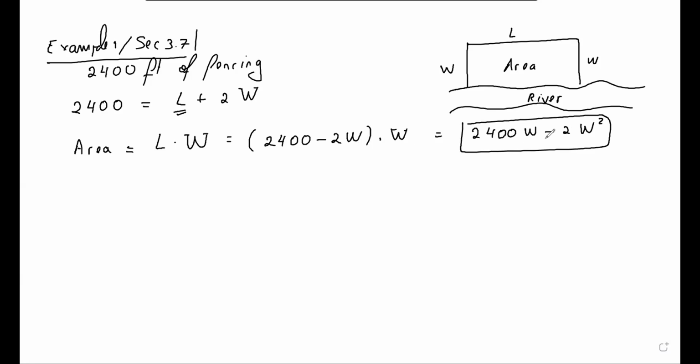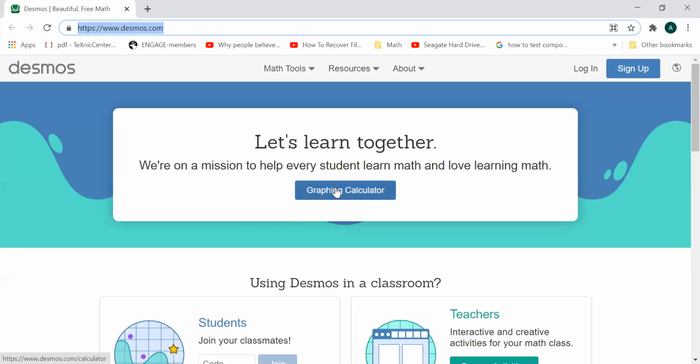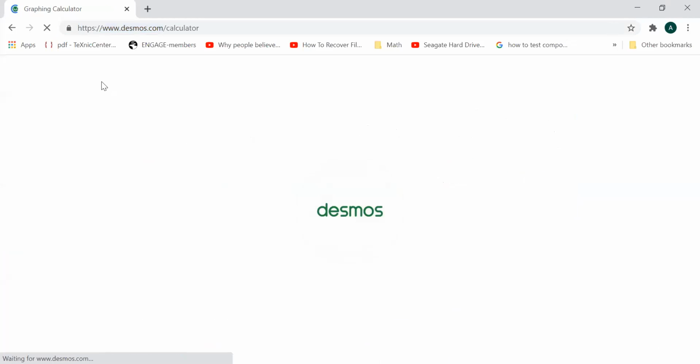So that being said, I said that we want to maximize this thing. Maybe let's write it that way: negative 2w squared plus 2,400w. All right, so this would be a function that I will now connect to Desmos. Let's see if it works now. It does. Okay, excellent.